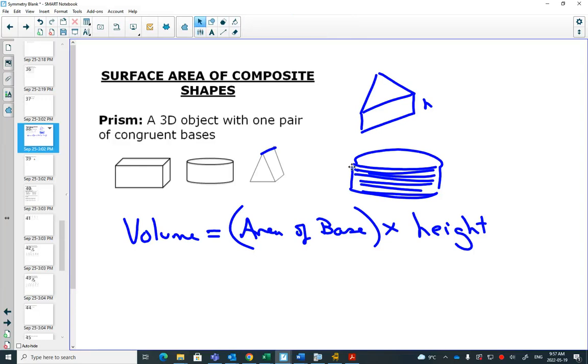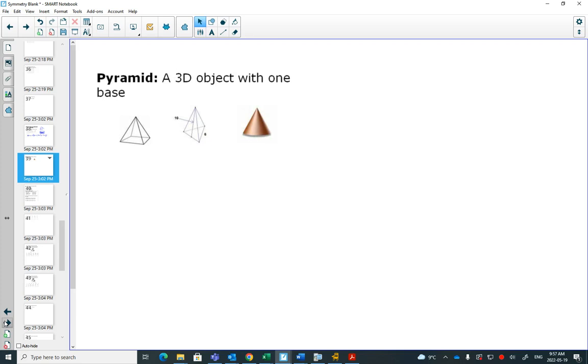Okay, next definition. A pyramid. Pyramids are shapes that start with some shape at the bottom and then go to a point at the top. It has one base and a point at the top. There's a special name for a pyramid that has a circle at the bottom. What do you call that? Yes, cone. Brings back good memories of ice cream.